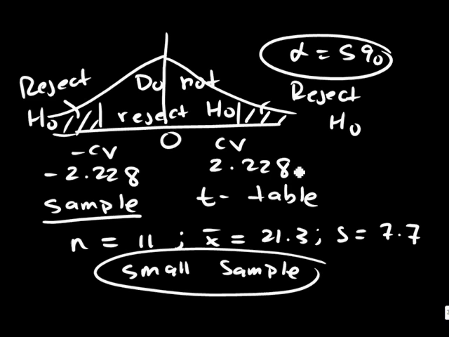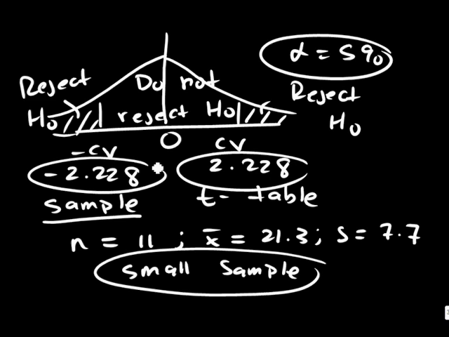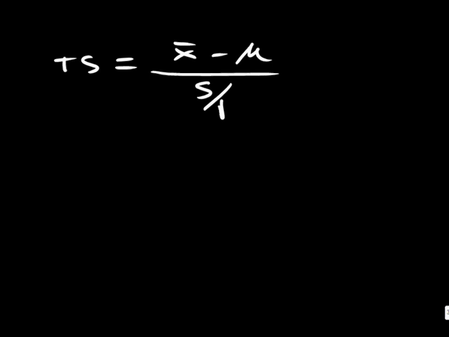We've now completed our decision rule. We need a test statistic. The test statistic is the sample mean minus the true mean divided by sample standard deviation divided by the square root of the sample size. Computing our test statistic, we get 21.3 minus 18.7 divided by 7.7 divided by the square root of 11.